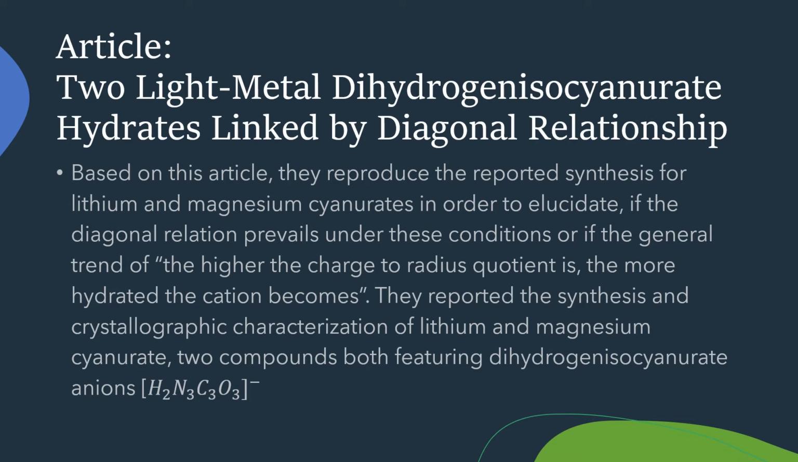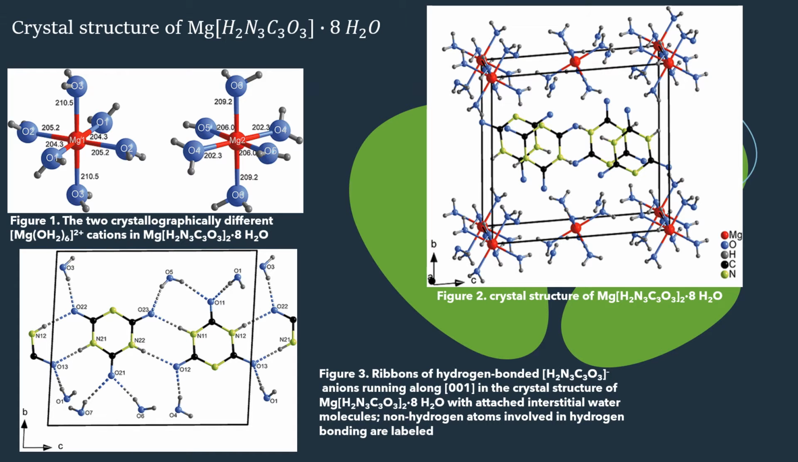So based on this article that I read, they reproduced the reported synthesis for lithium and magnesium cyanurate in order to elucidate if the diagonal relation prevails under these conditions, or if the general trend of the higher the charge to radius quotient is, the more hydrated the cation becomes. They reported the synthesis and the crystallographic characterization of lithium and magnesium cyanurate, two compounds both featuring dihydrogen isocyanurate anions. So here I included the crystal structure of magnesium cyanurate.